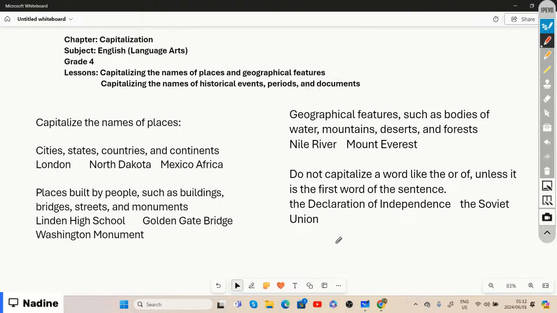So remember, even the name of your school, if you just say that I go to the school or I go to school, then the word school is written in lower case. But as soon as you say the name of the school, then we need to capitalize it because now it is a proper noun, right? So places that are built by people, such as buildings, bridges, streets, and monuments.